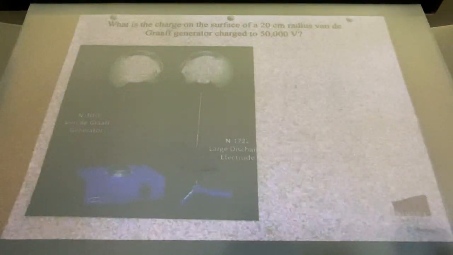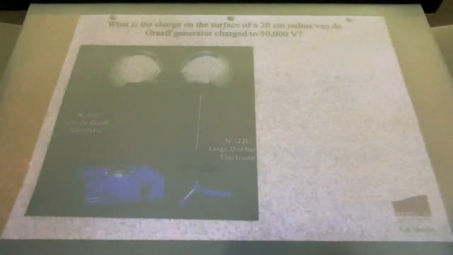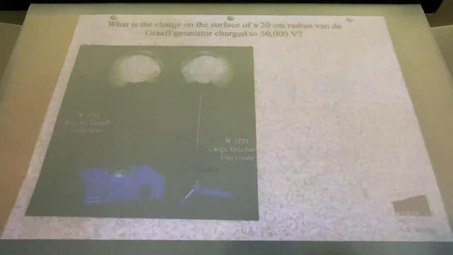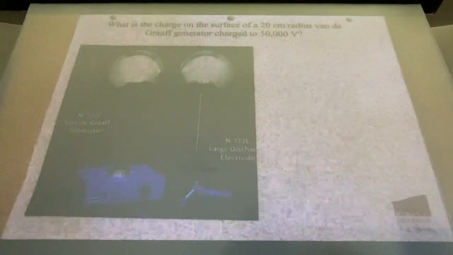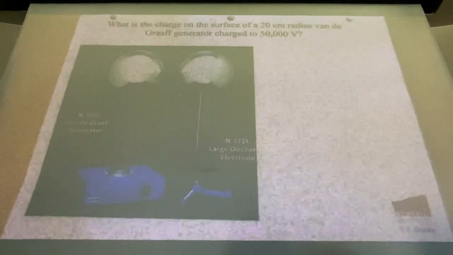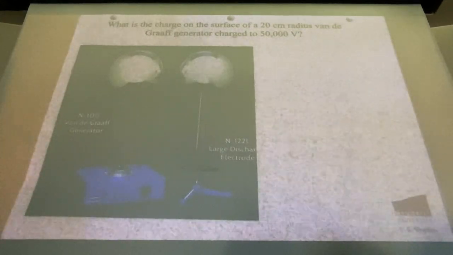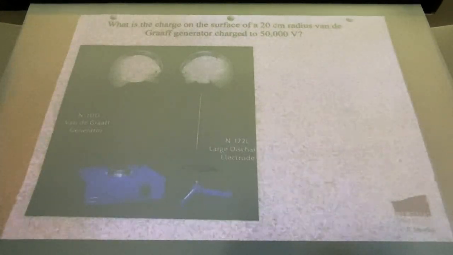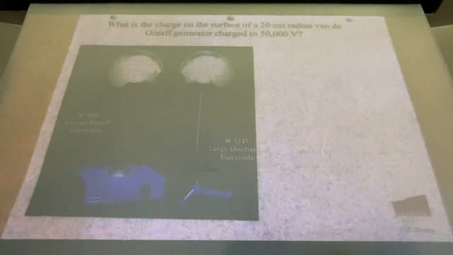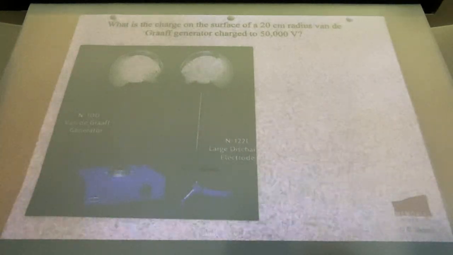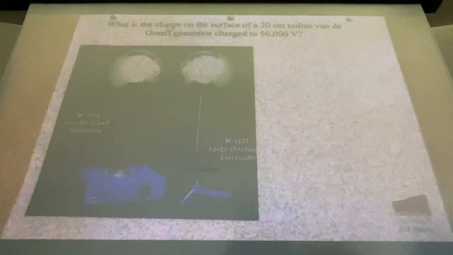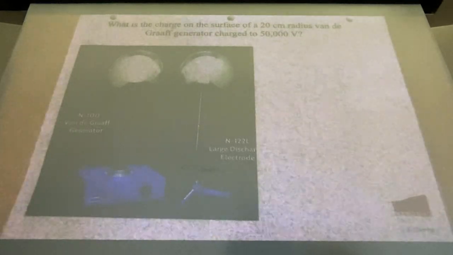So the first thing I'm going to do is turn it on and get it going. The way this thing works is that inside the generator, there's a little belt. This belt goes around and around. It grabs the electrons off the air, which transfers a charge to the sphere on the top. We had to do a makeshift band out of a pair of pantyhose, so maybe it'll last, maybe it won't. We'll give it a shot.